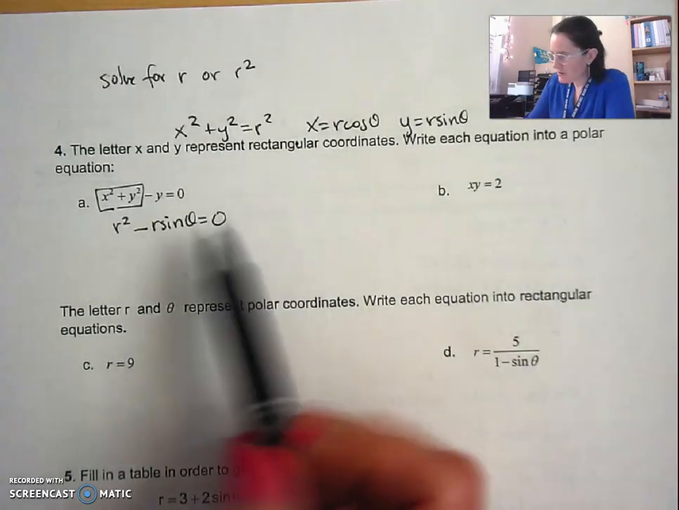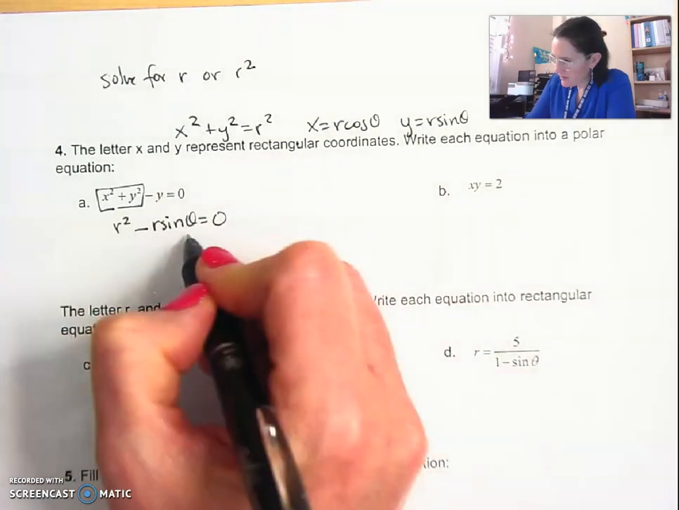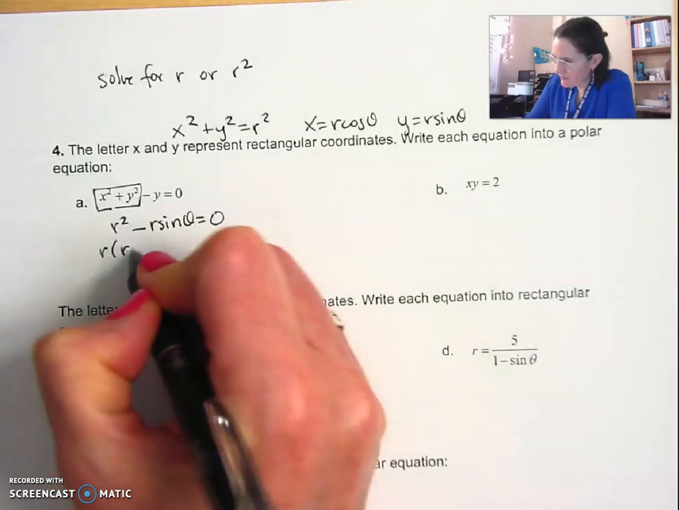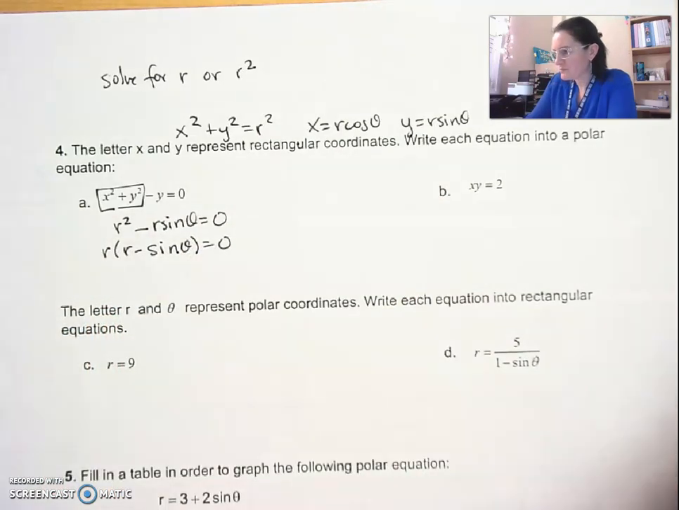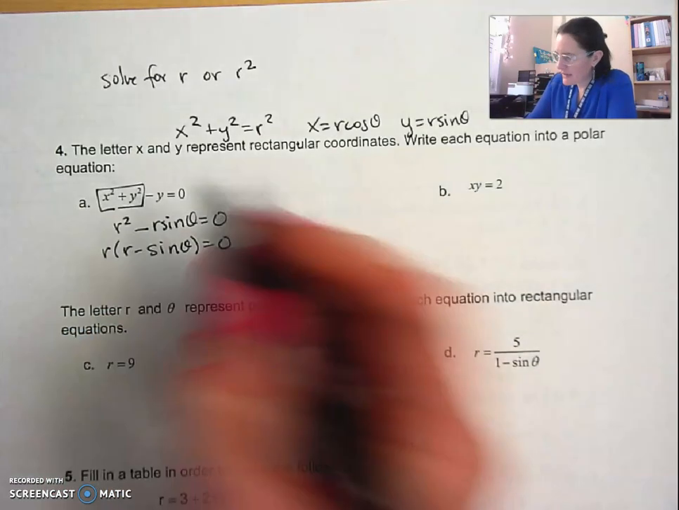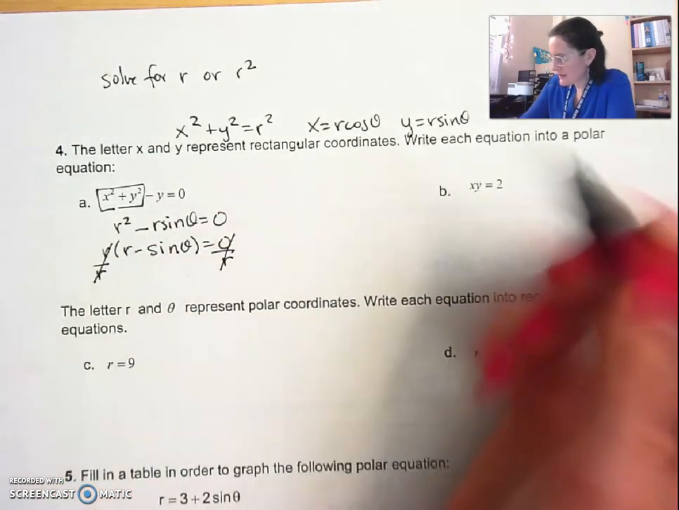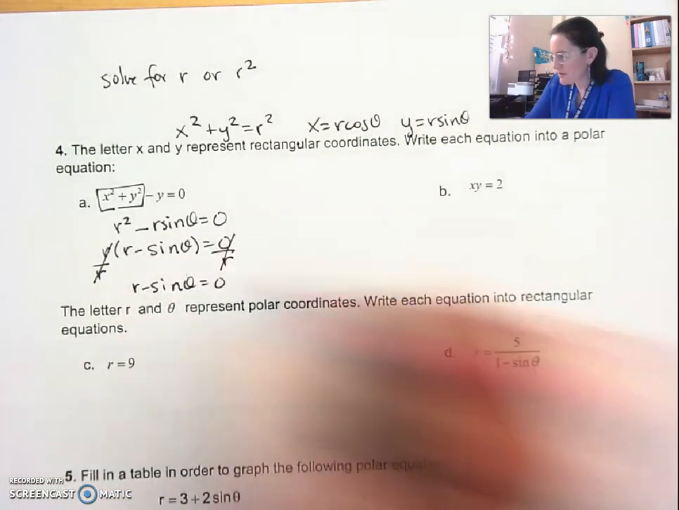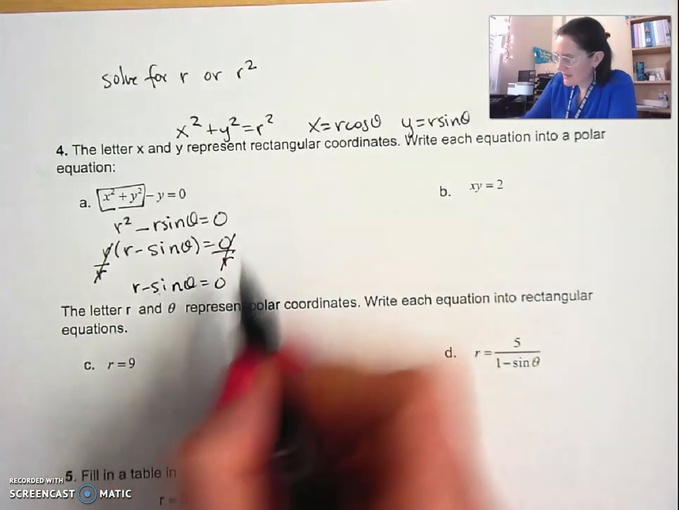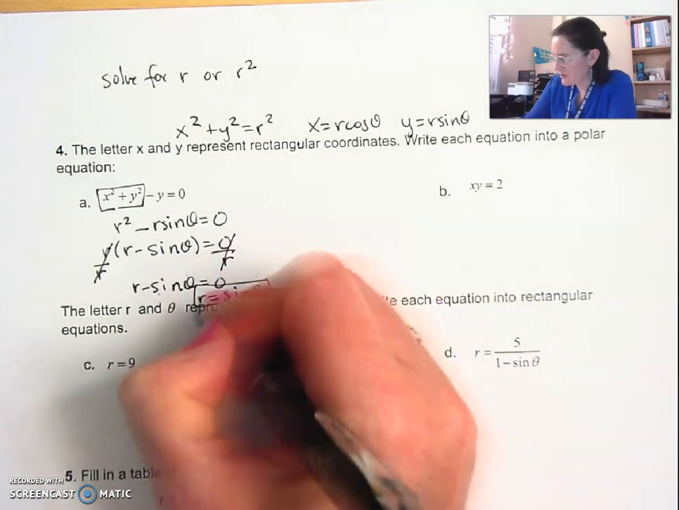So how I'm going to start doing that is I'm going to factor a GCF of r out of these terms. And you can divide that r off of both sides. That leaves me r minus sine theta equals 0. And then just add sine theta to both sides, and you're at r equals sine theta. And I've solved for r.